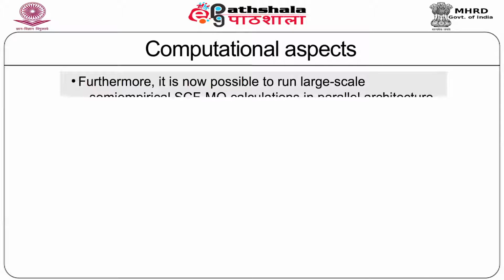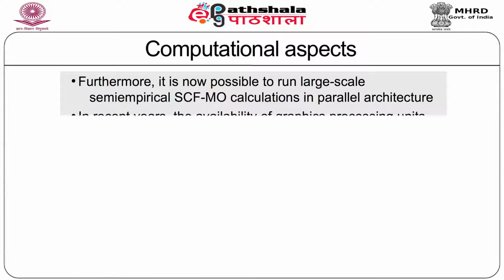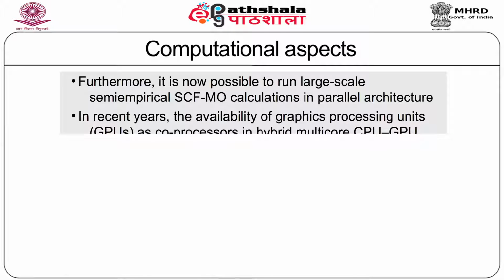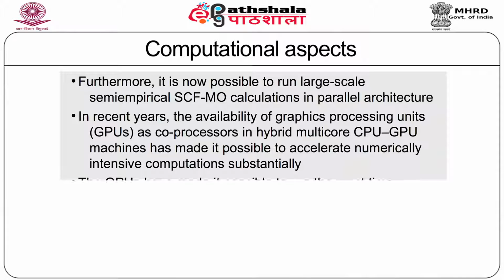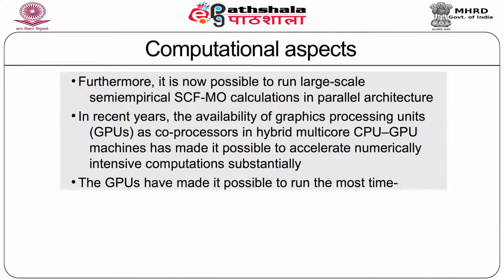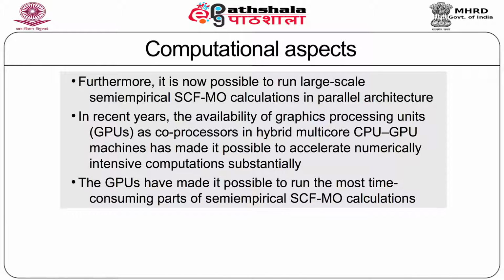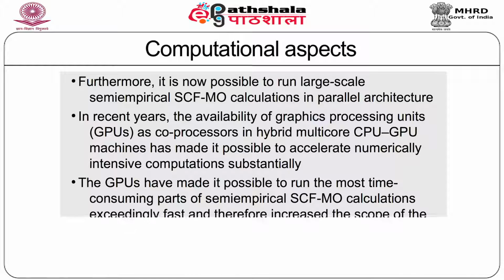And furthermore, it is now possible to run large-scale semi-empirical self-consistent field molecular orbital calculations in parallel architecture. We can combine many CPUs and run them very fast. In recent years, the availability of graphics processing units, which are popularly known as GPUs, as co-processors in hybrid multi-core CPU-GPU machines has made it possible to accelerate numerically intensive computations substantially.